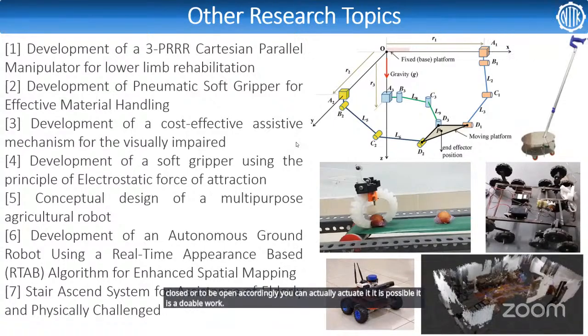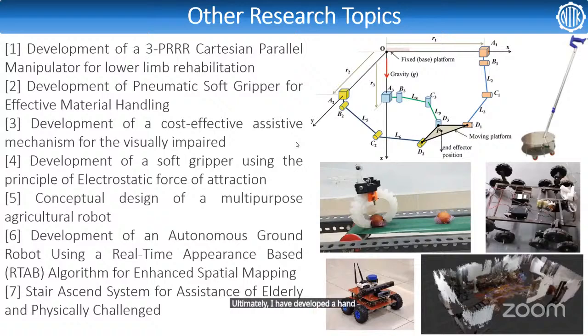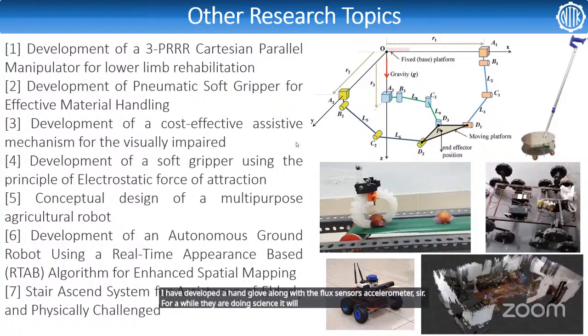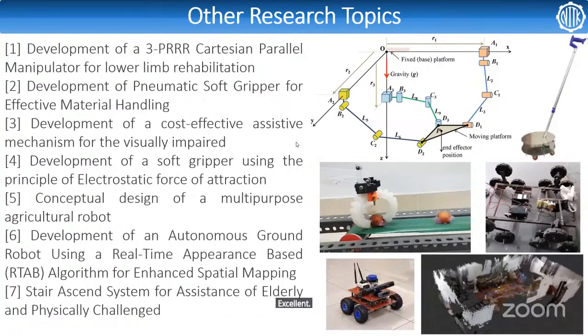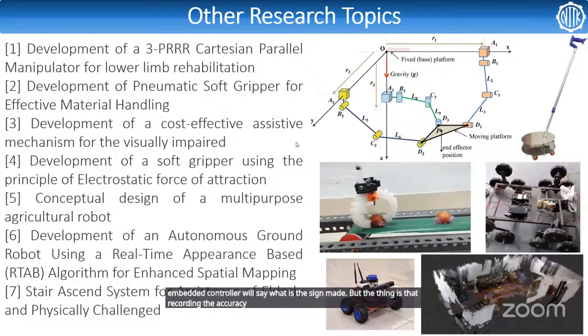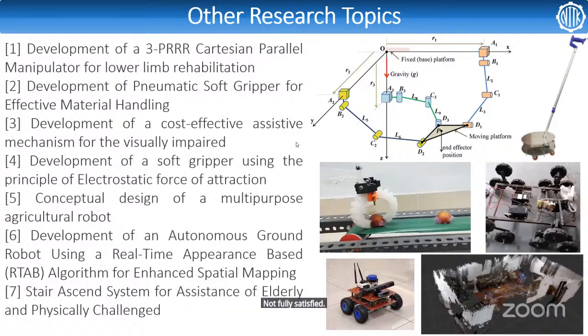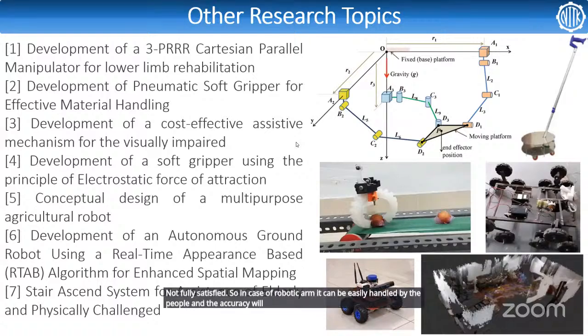Already I have developed a hand glove along with flex sensors and accelerometers, sir. While they are doing signs, it will be automatically detected, and the embedded controller will say what sign was made. But the thing is, recording the accuracy and precision, I hope it is not fully satisfied. So in the case of a robotic arm, it can be easily handled by the people and the accuracy will be more. For that only I'm asking this.